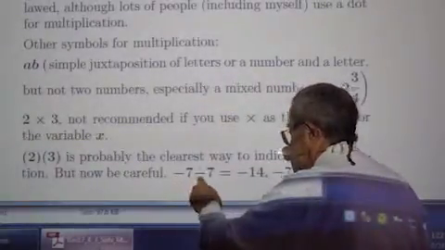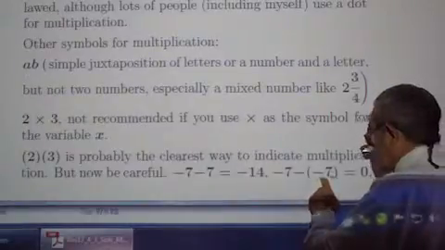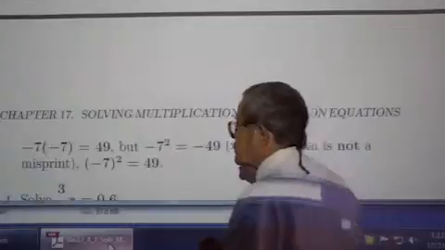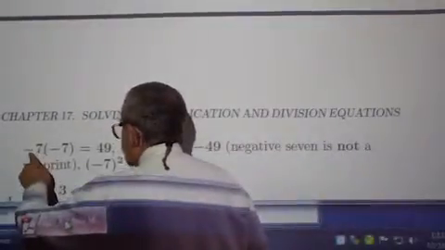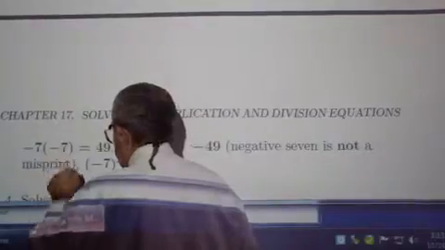This is subtraction. This is, you subtract a negative number. And this is, you multiply negative 7 by negative 7. That's the meaning of the parentheses around the negative 7 here.